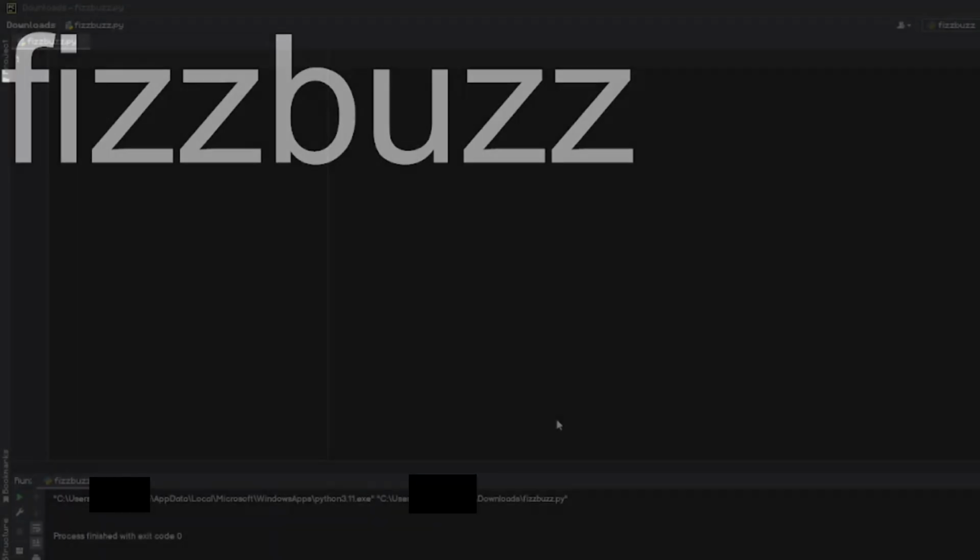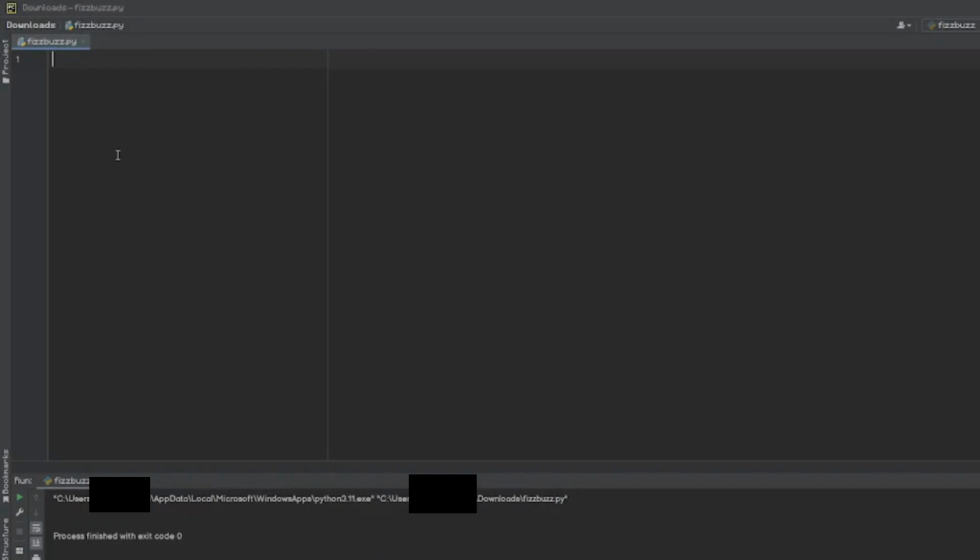Players take turns to count incrementally, replacing any number divisible by 3 with the word fizz, and any number divisible by 5 with the word buzz, and any number divisible by both 3 and 5 with the word fizzbuzz. The way to make it is very simple.